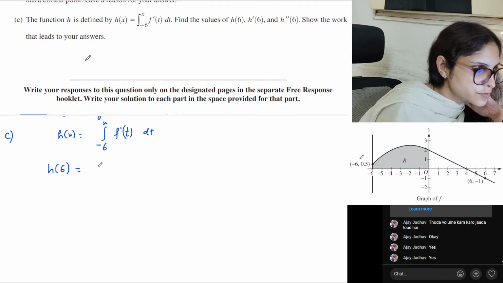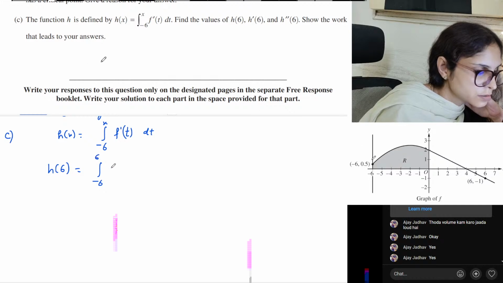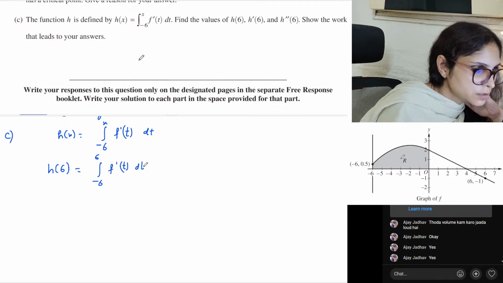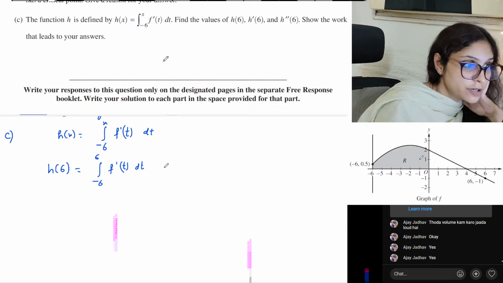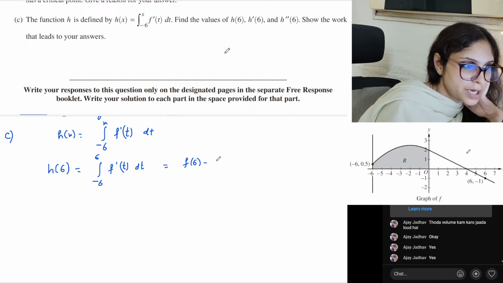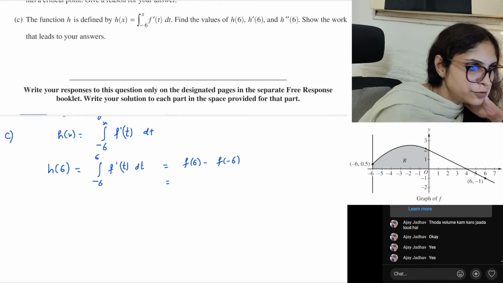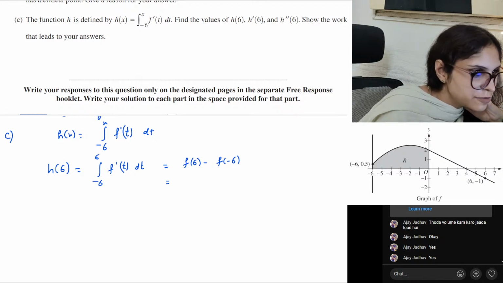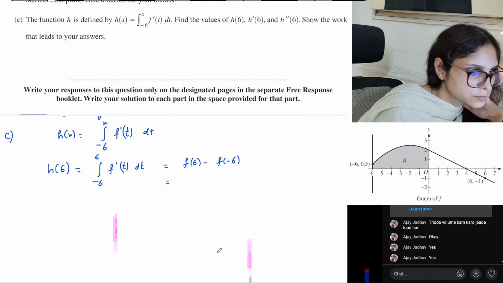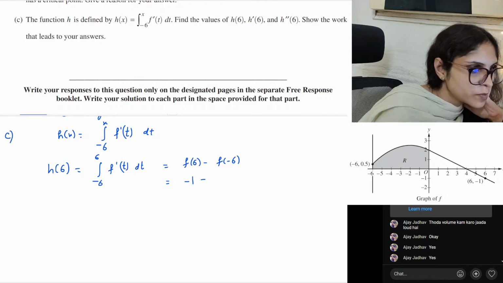So first you have to find h of 6. It will be the integral from -6 to 6 of f derivative of t dt. Now the integration of f derivative is just going to be f. So this is going to be f of 6 minus f of -6. And now from the graph, you can see that f of 6 is -1. And at -6, it is 0.5. So h of 6 is -1.5.